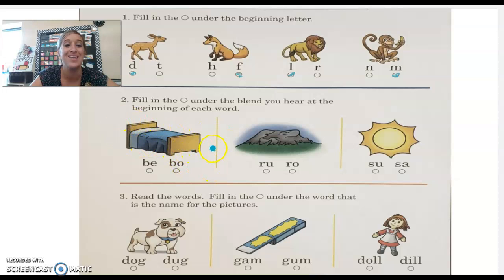Next it says, fill in the circle under the blend you hear at the beginning of each word. This is a bed. B-E-D. So we need to find the blend that says B-E, be. Good, right here.